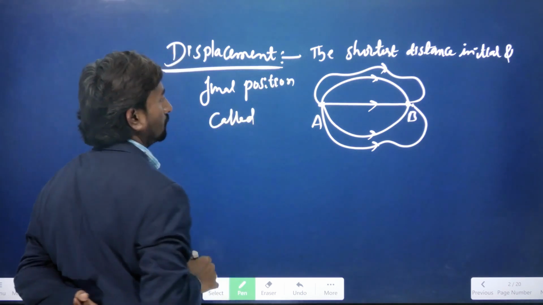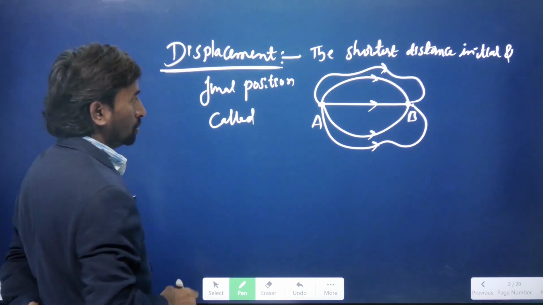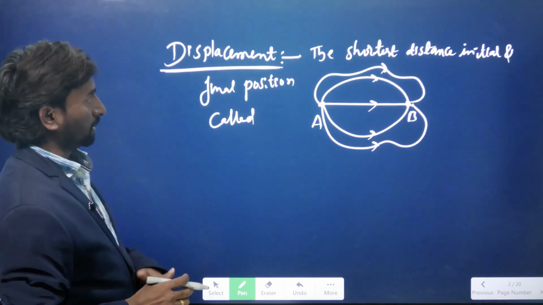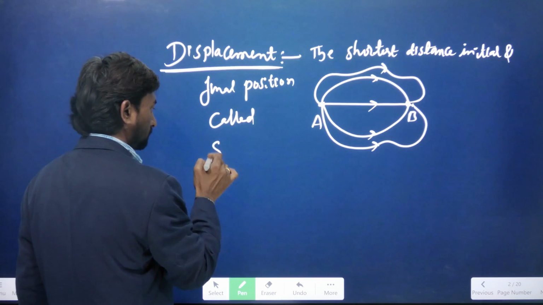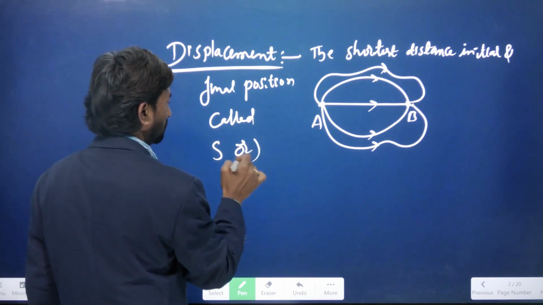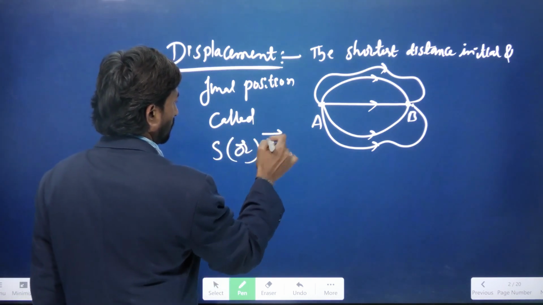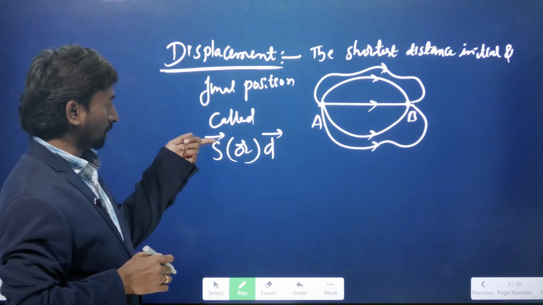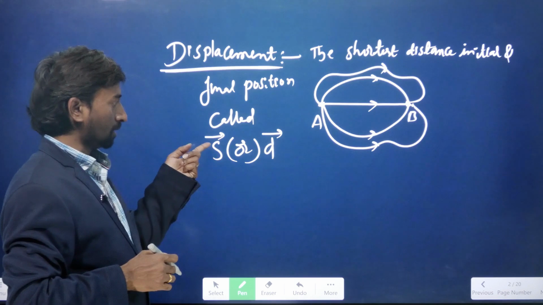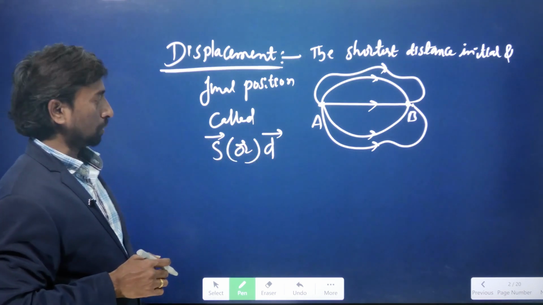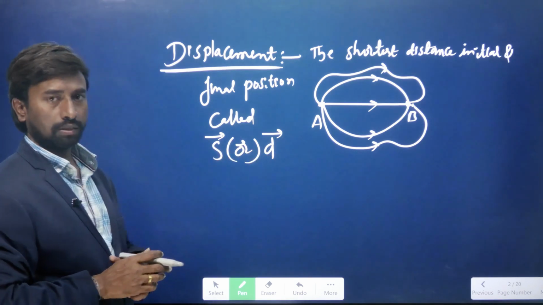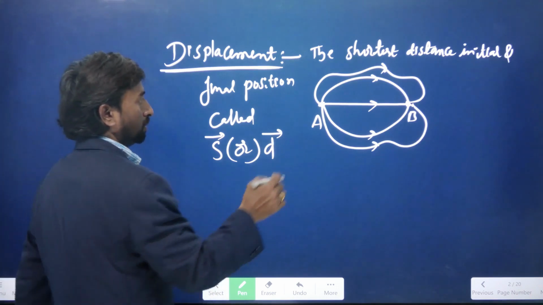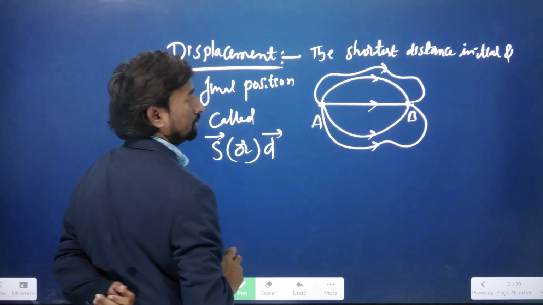This displacement will be denoted by the letter S or D. The displacement is a vector quantity, so it will be denoted by the letter S or D with an arrow overhead, representing the vector quantity. Here displacement will have both magnitude and direction.